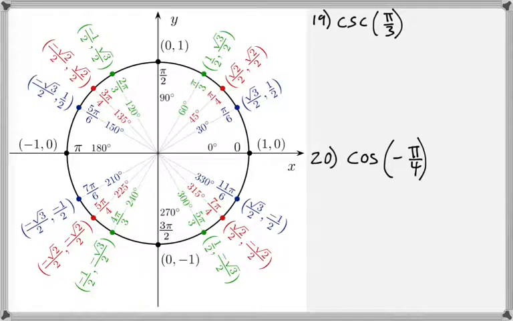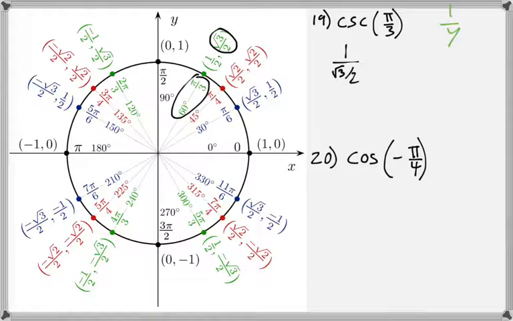Question number 19 wants us to find the cosecant of pi over 3. Cosecant, we want to find 1 over y. So pi over 3 is right here, and the y-coordinate is square root of 3 over 2. So it's 1 over square root of 3 over 2.